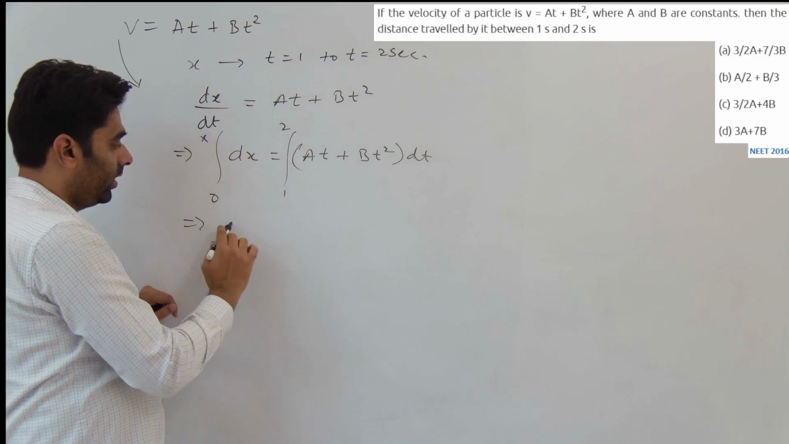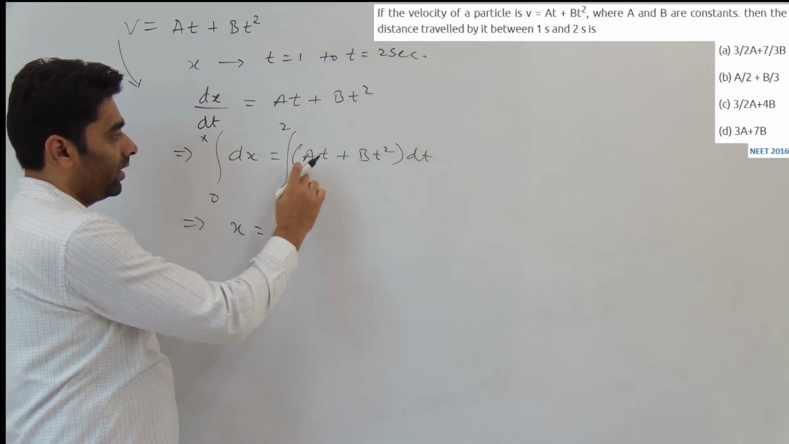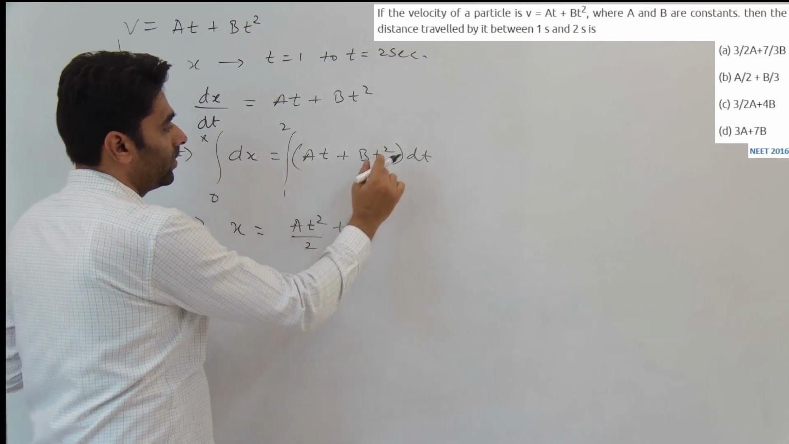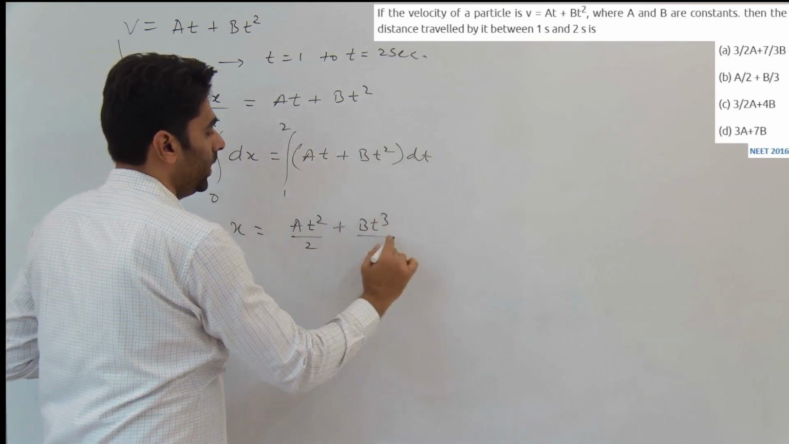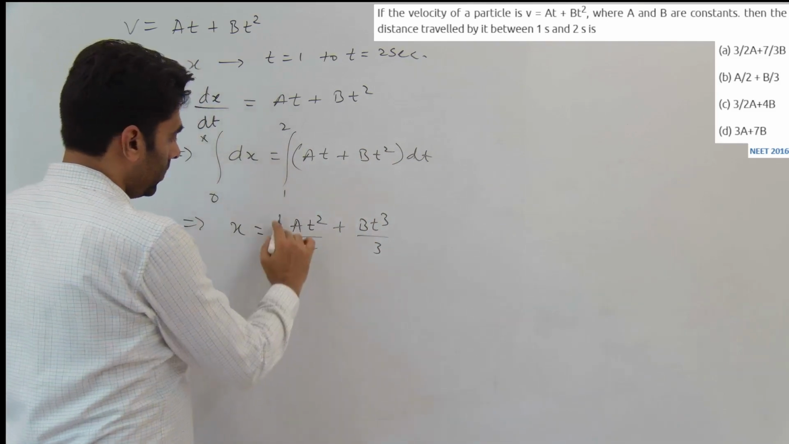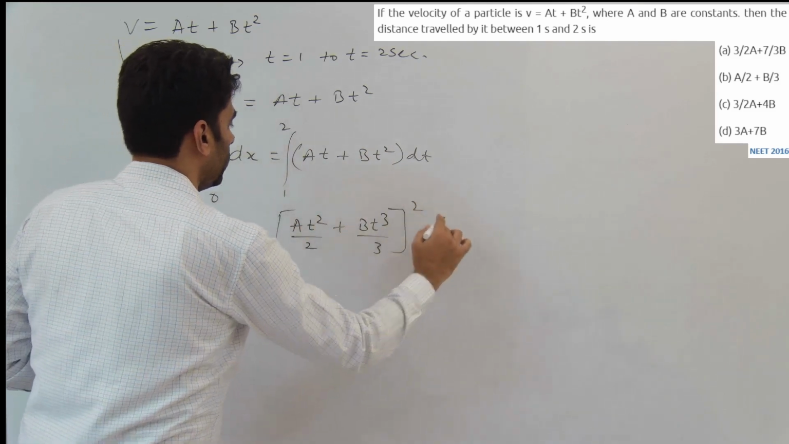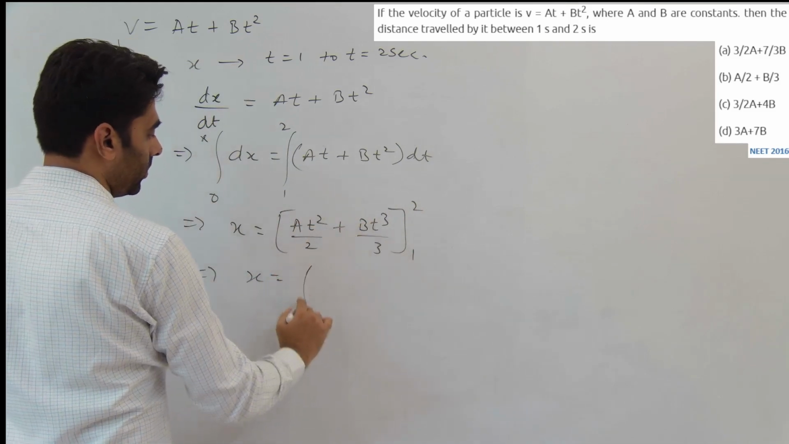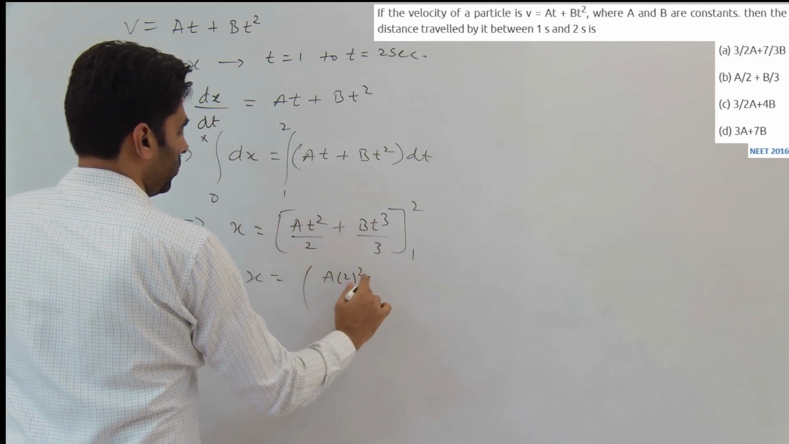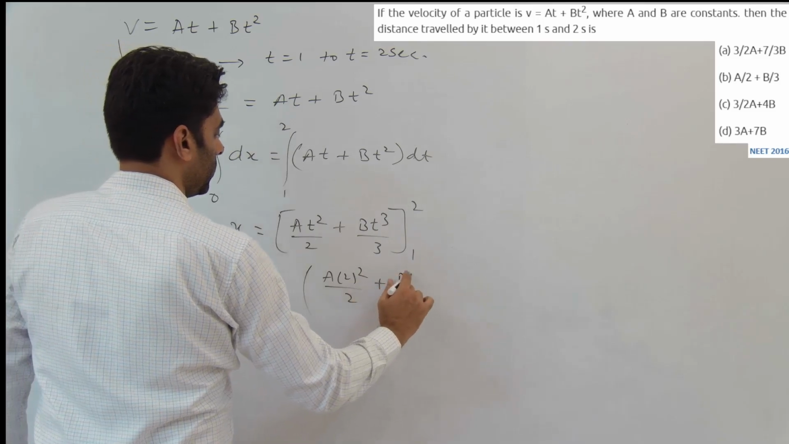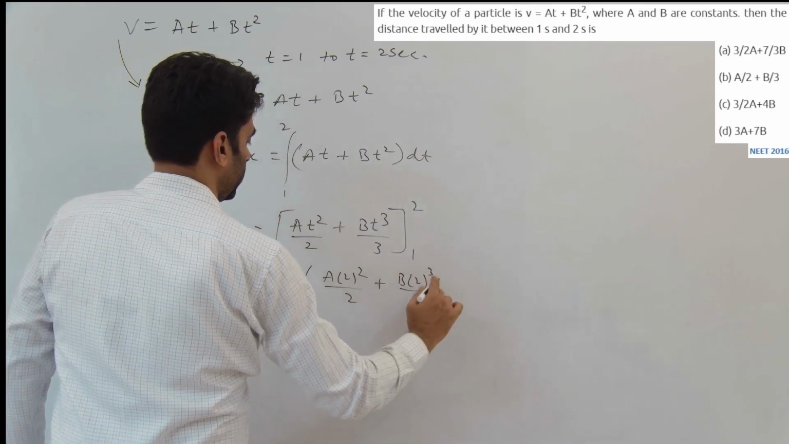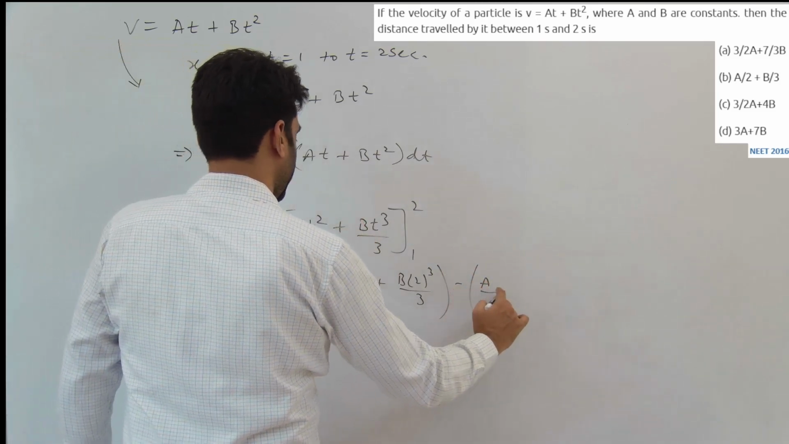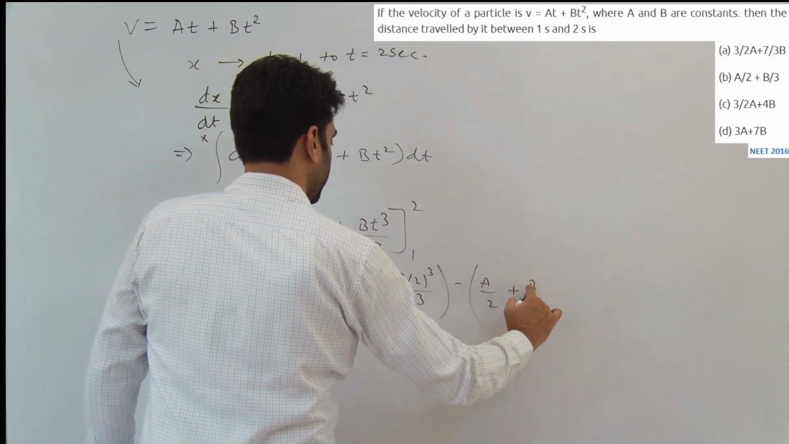So what do we get? If we integrate this, we get x = at²/2 + bt³/3. I hope everyone is okay with this. So this is from 1 to 2. Let's substitute the limits. Upper limit is 2, lower limit is 1. When we substitute, we get a·2²/2 + b·2³/3 minus the lower limit, a/2 + b/3.